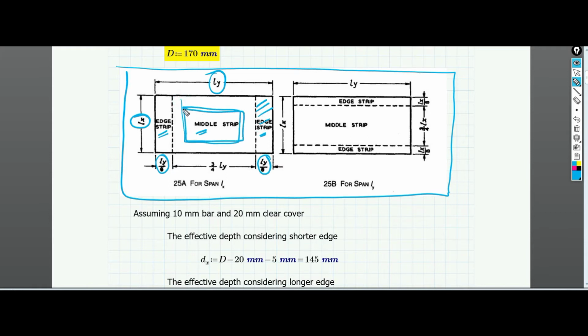We will be extensively using this where we'll be solving a problem where ends are fixed or restrained against free movement upward, which is not free to move upward. Or you can say when the slab is fixed at its edges. And if I talk about the edge strip along the x direction, in that case Lx by 8 here, Lx by 8 here, and 3 by 4 of Lx in the middle. Understood?